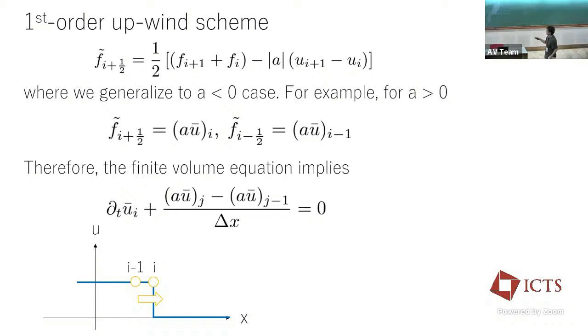As I explained, positive A means that this profile propagates in the right direction, which means that you only use the information from the propagation direction, right? Because the information comes from the left to the right, you only use the left state to update the grid index i. This is the meaning of this equation, right?